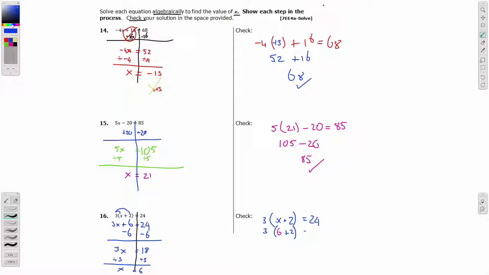First I've got to follow PEMDAS, so I'm going to make sure that I follow the correct order of operations. I do what's in parentheses first. 6 plus 2 is 8. 3 times 8 is indeed 24. 24 equals 24. Yes, it is indeed correct. And that's the end of that one.